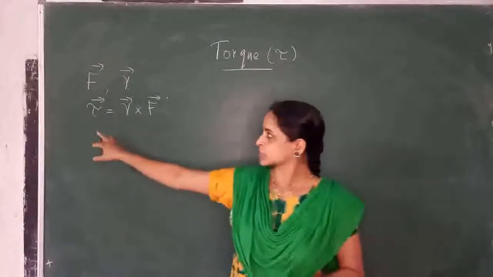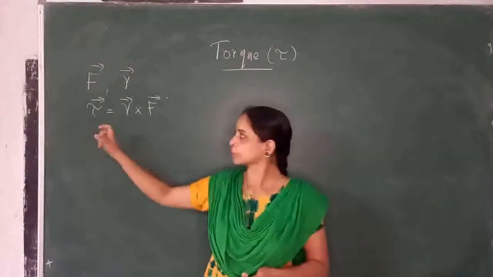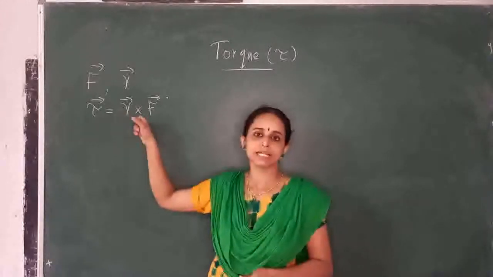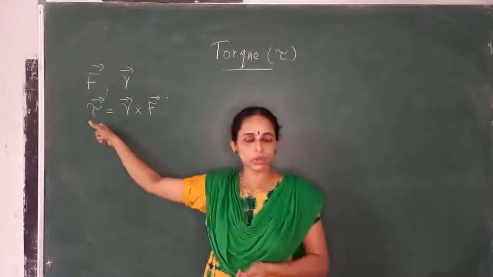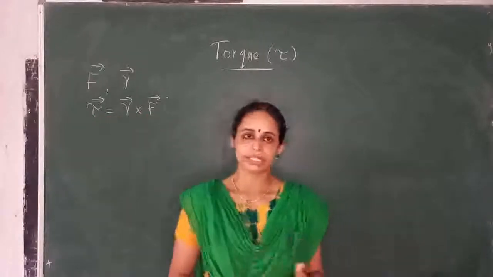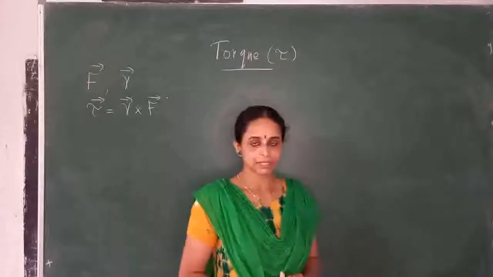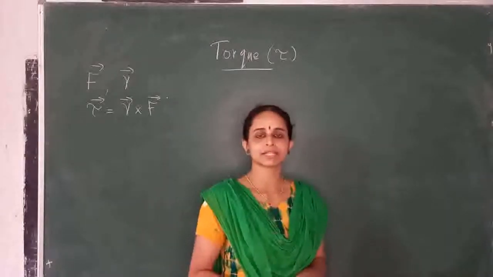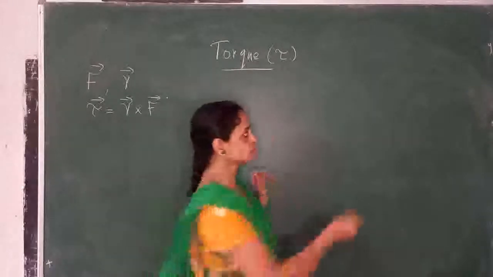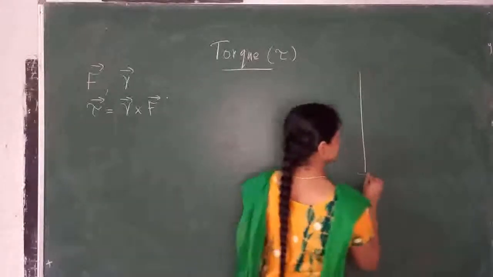The direction of this vector is always perpendicular to the plane containing both R and F. That is, this torque tau is perpendicular to both R and F. So here also we can use different methods, as we have seen different methods for angular momentum.